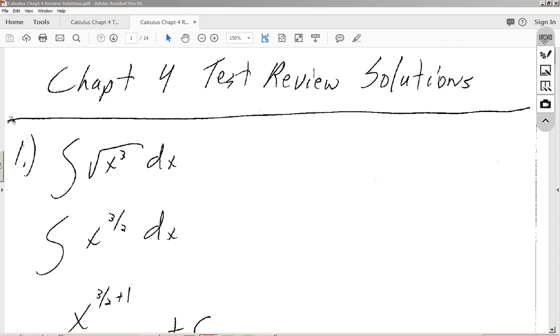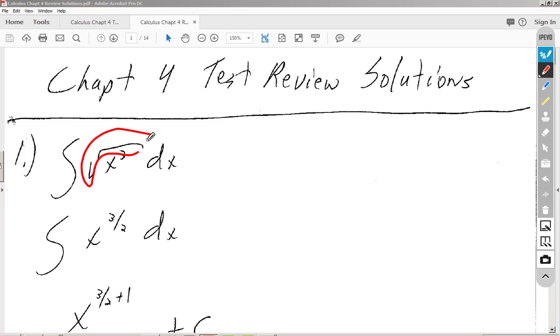Okay, on problem number 1, the directions want us to evaluate this integral. We've got the integral of the square root of x cubed dx. The very first thing that you're going to want to do is change your square root sign to a half power. So changing the square root sign, we're going to rewrite this as x to the 3 halves.